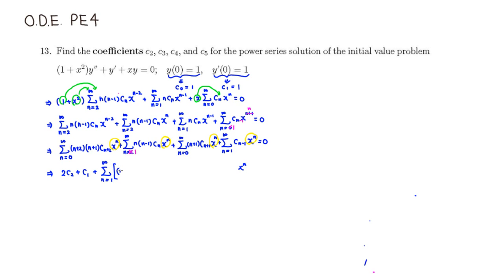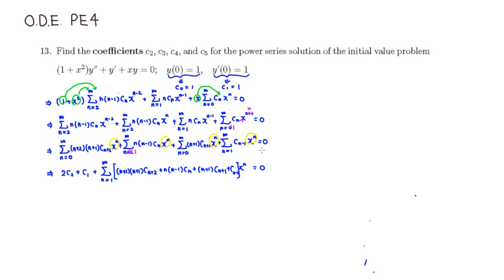So you have n plus 2 times n plus 1 times c_(n+2), plus n times n minus 1 times c_n, plus n plus 1 times c_(n+1), plus c_(n-1). Right? And then we set that equal to 0.